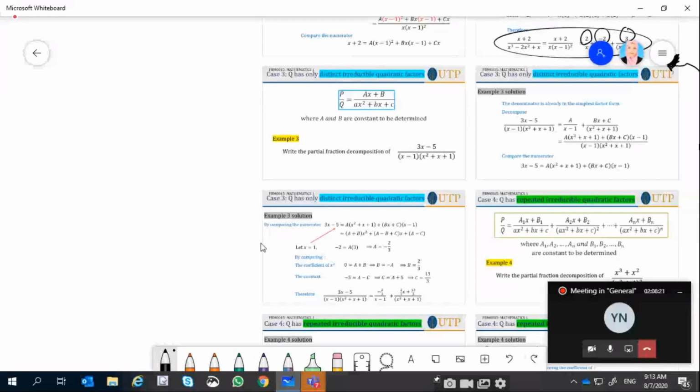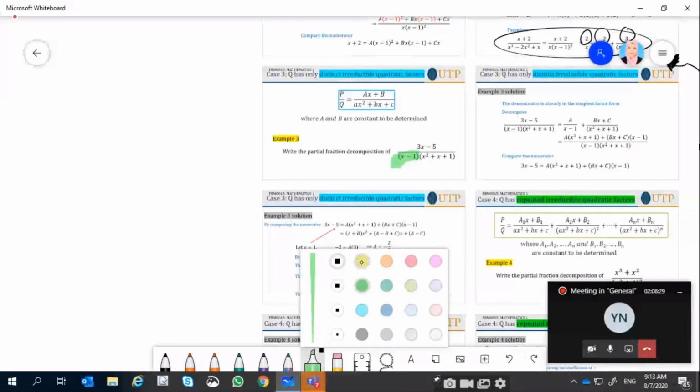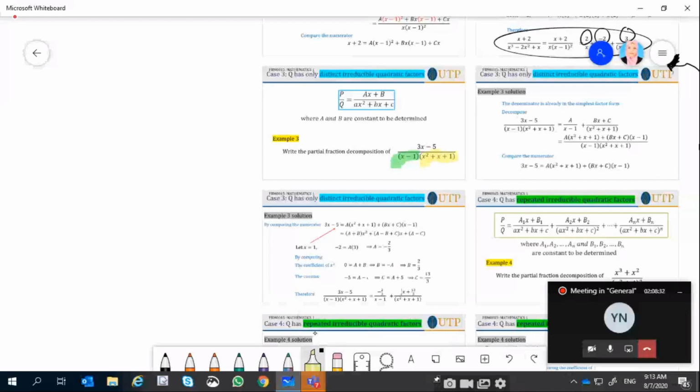As you can see here, the first factor is s minus 1, so it is a linear factor. The second factor is s squared plus s plus 1. S squared plus s plus 1 is an irreducible quadratic factor because you cannot reduce it anymore. So this combines the first case and the third case, a linear factor and an irreducible quadratic factor.